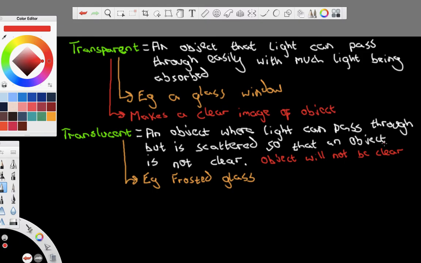The final one we need to define is what's known as opaque. Opaque. Now, opaque is spelled O-P-A-Q-U-E.